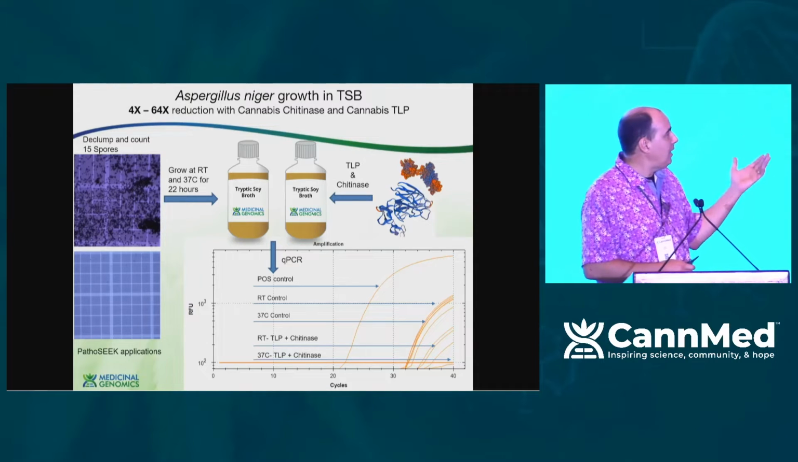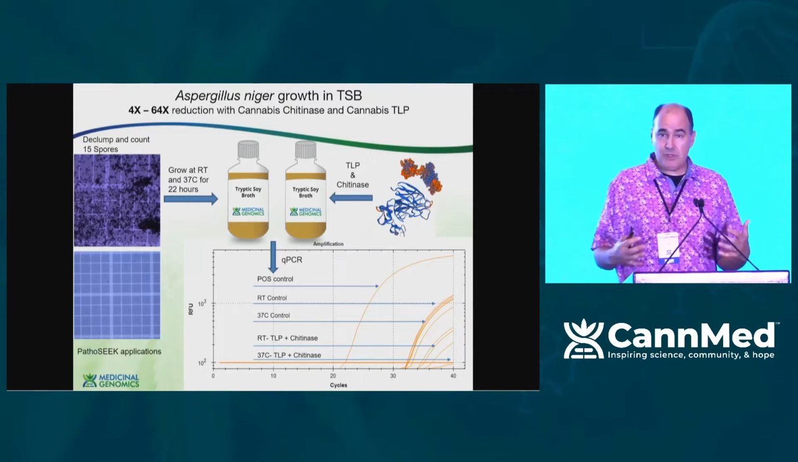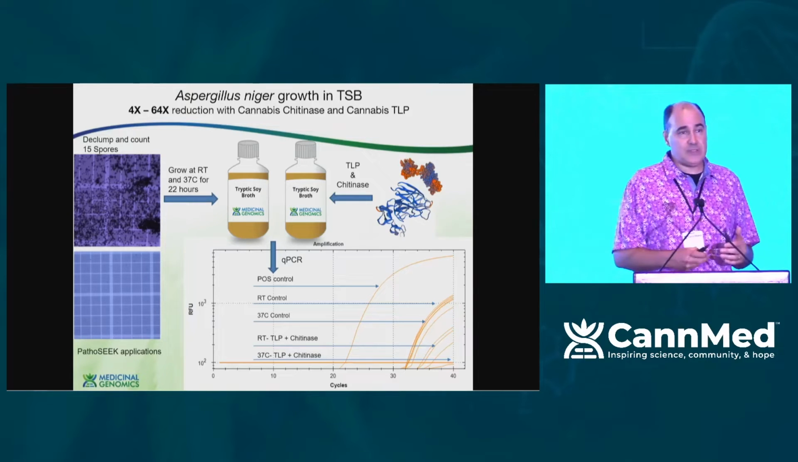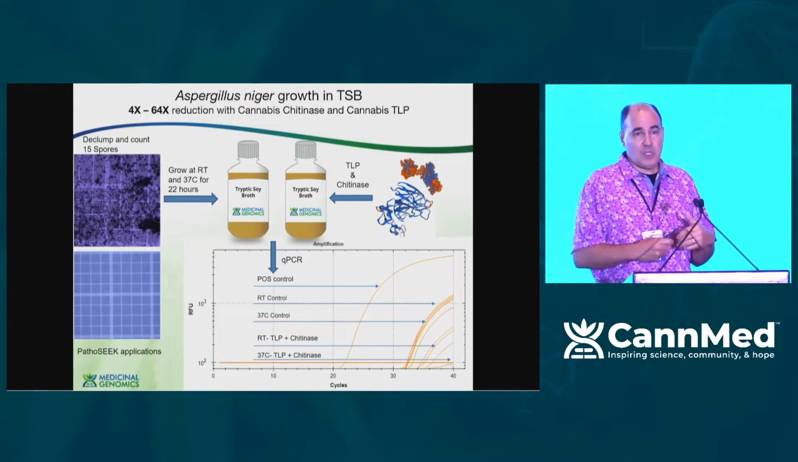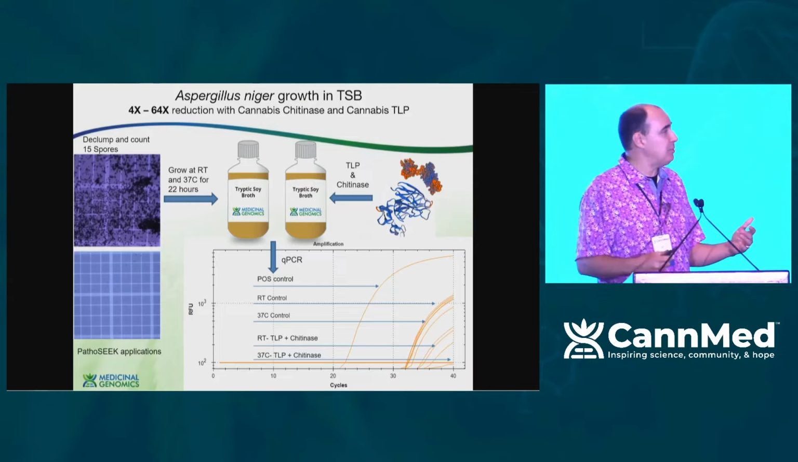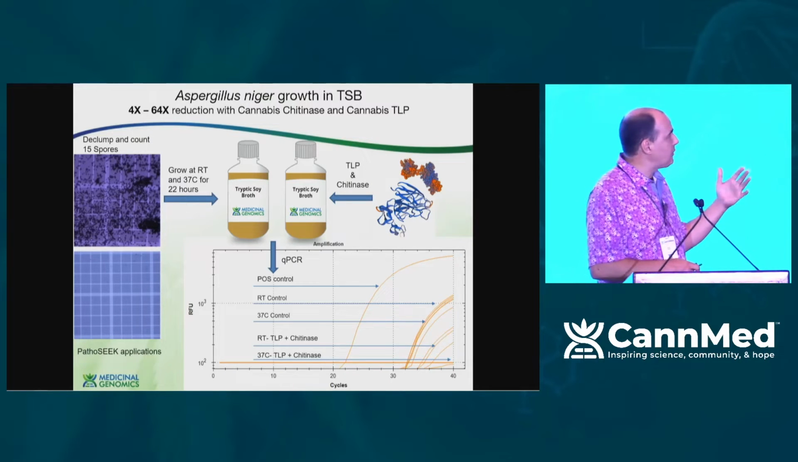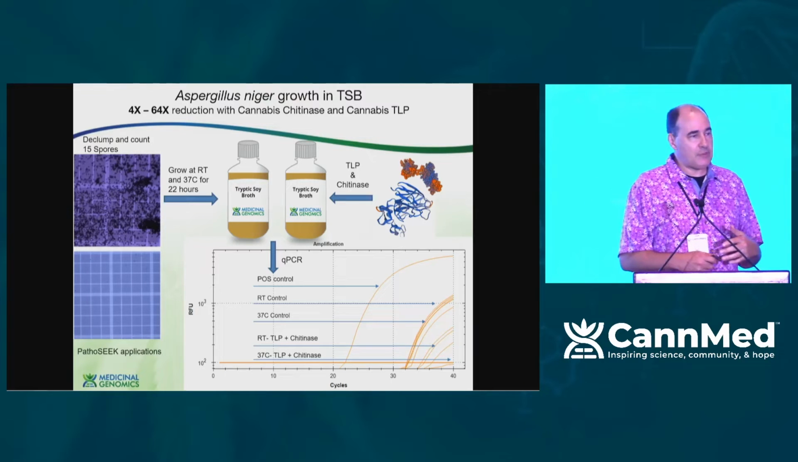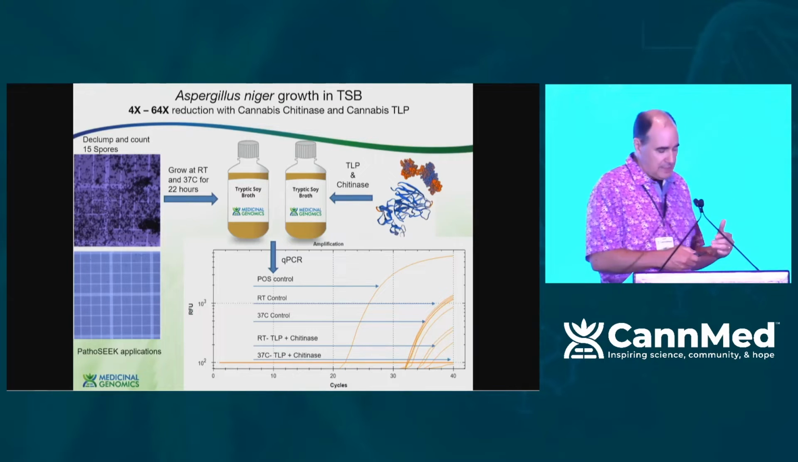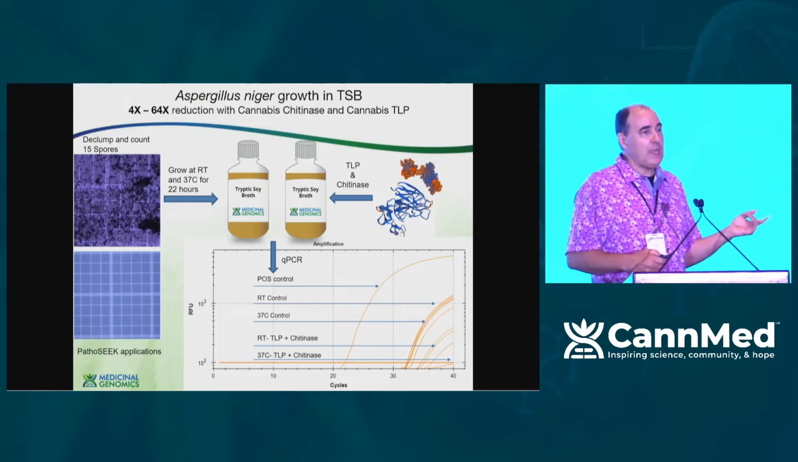And we can in fact see a massive shift in the quantitative PCR results when we have these enzymes present. That tells us that we're actually doing a better job at retarding the growth of these particular fungi. This was done actually with Aspergillus, and we're getting a 4 to 64-fold reduction in the amount of Aspergillus that grows in a given time period when these enzymes are present. So these have now made their way into our kits.